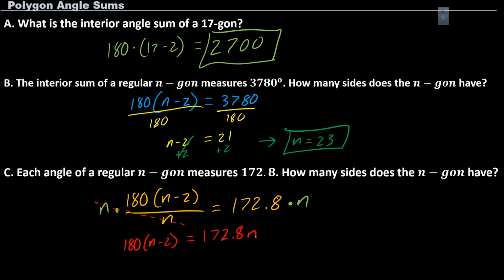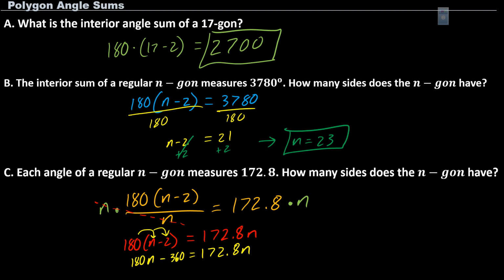is equal to 172.8n. From here we could do one of two things. We could first just divide out the 180, or secondly, we could distribute it into the parentheses that it's next to. Doesn't matter which route you go, I'm going to distribute it. So that gives us 180n minus 360 is equal to 172.8n.